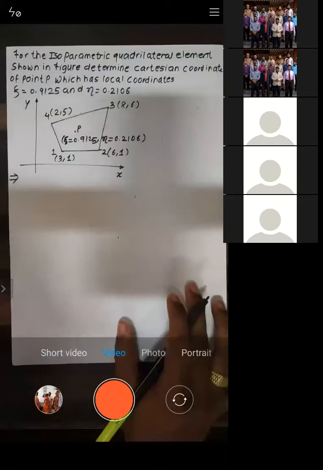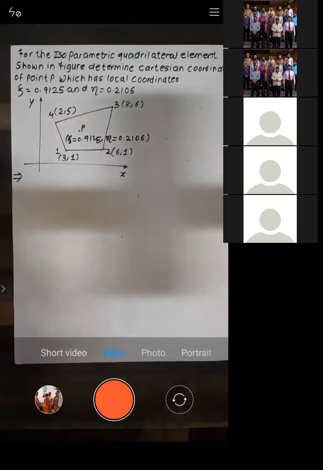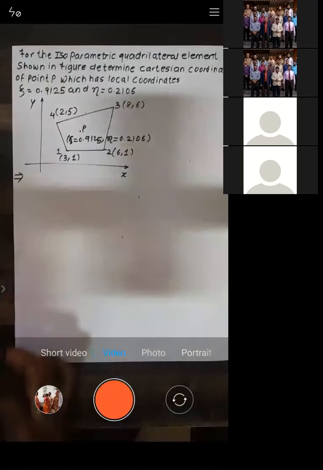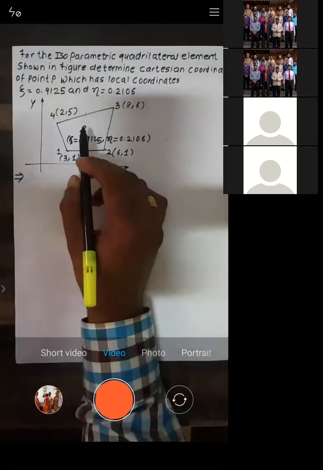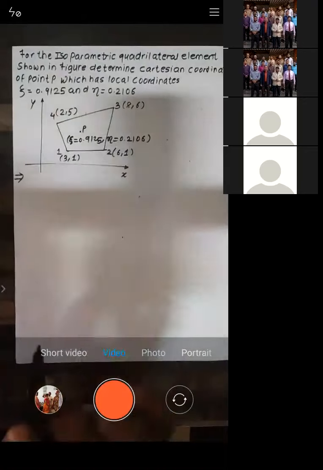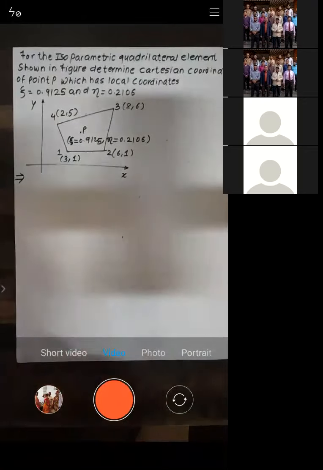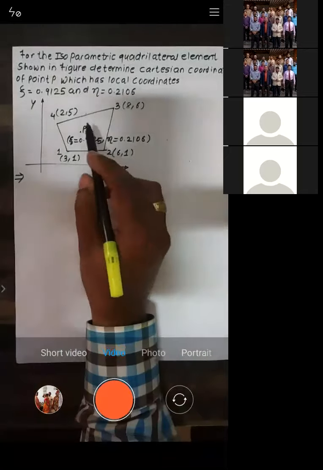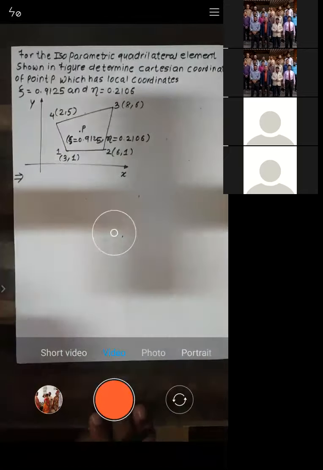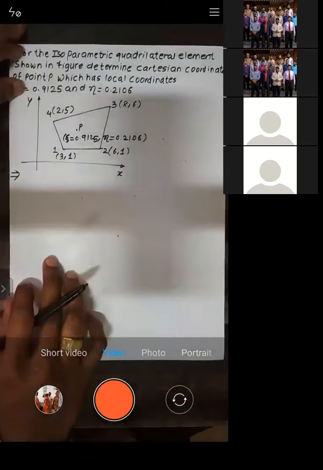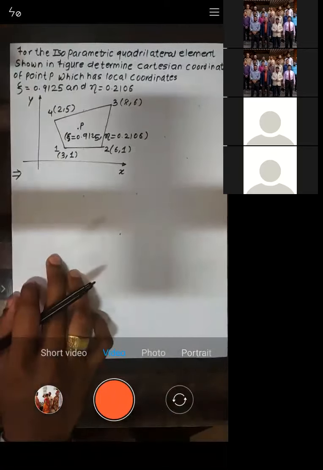This is the value which is given. Now let me show how to solve. For every node they have given the Cartesian coordinate, and for point P they have given the natural coordinate. They're asking what is the Cartesian coordinate of point P. Let me show how to solve it.